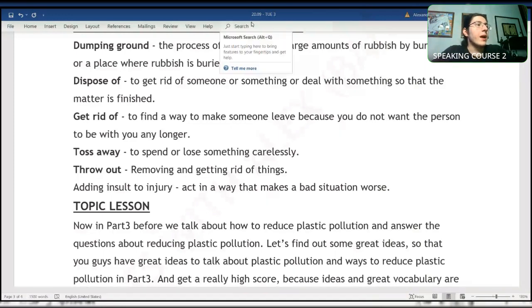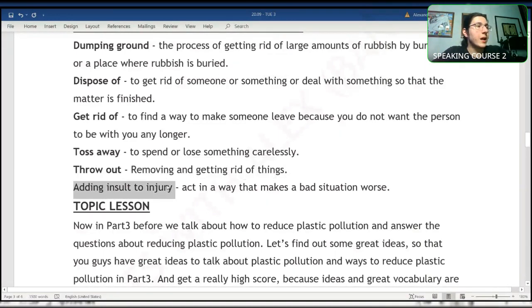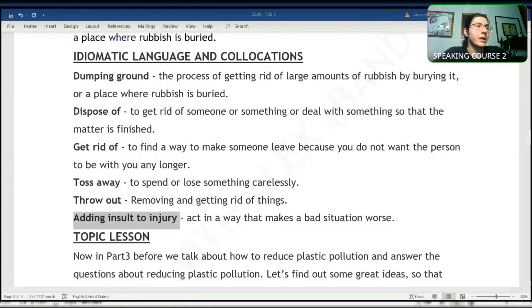Now, finally, a great idiom, which I really, really like. It's not really an idiom. It's kind of an idiom, 50-50. To add insult to injury. Basically, it means there's some kind of problem, right? There's some kind of bad situation. And whenever you're making the situation worse, you are adding insult to injury. Yeah, I guess that kind of makes sense. It's already injured, but you're also insulting the person or something like that. But basically, yeah, cool phrase. I recommend you use it.